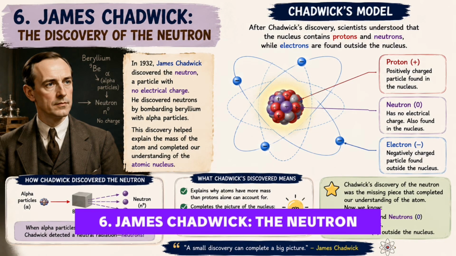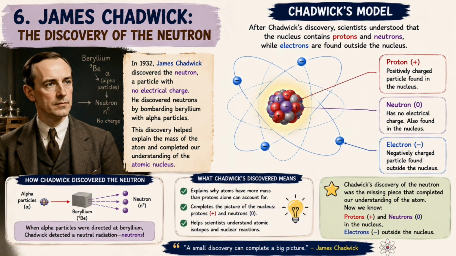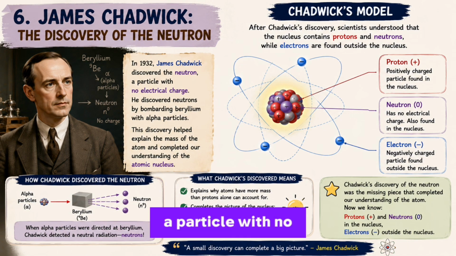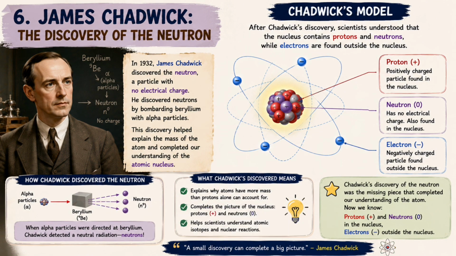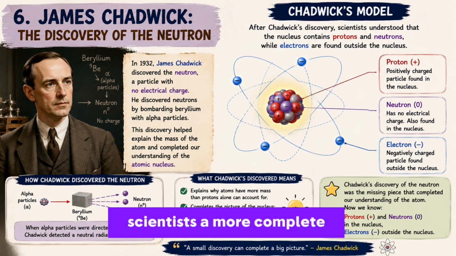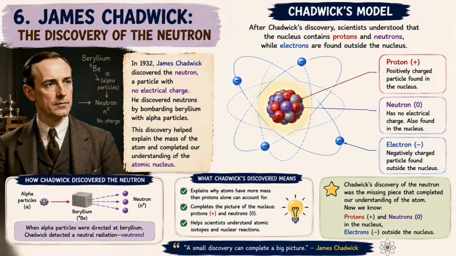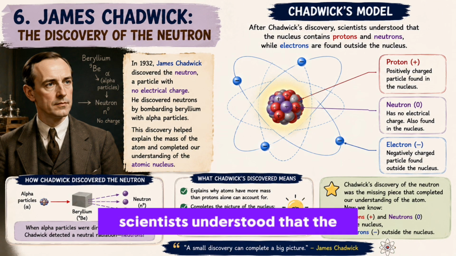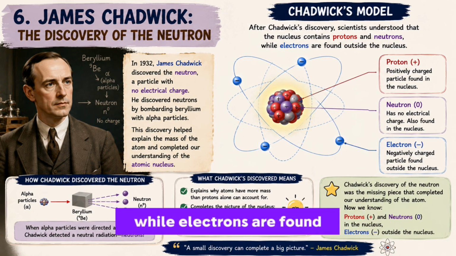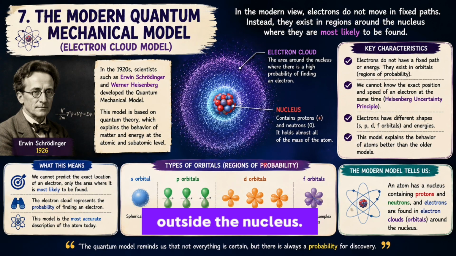6. James Chadwick, the neutron. In 1932, James Chadwick discovered the neutron, a particle with no electrical charge. Like protons, neutrons are found inside the nucleus. Chadwick's discovery helped explain the mass of the atom and gave scientists a more complete understanding of the nucleus. After this discovery, scientists understood that the nucleus contains protons and neutrons, while electrons are found outside the nucleus.